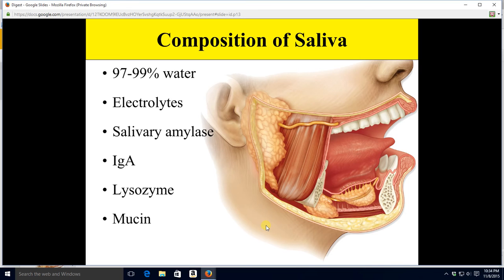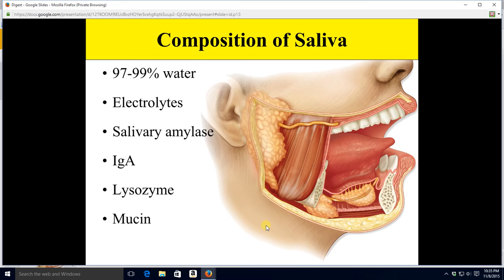But now here's where we get into the interesting stuff. Saliva has an enzyme called salivary amylase. Salivary amylase breaks starch down into a sugar called maltose. This is why if you take a piece of bread and you chew on it and just suck on it for 5 minutes, it'll start tasting sweet, because the starch in the bread is being broken down by salivary amylase.